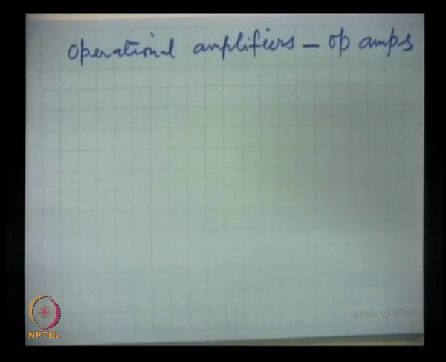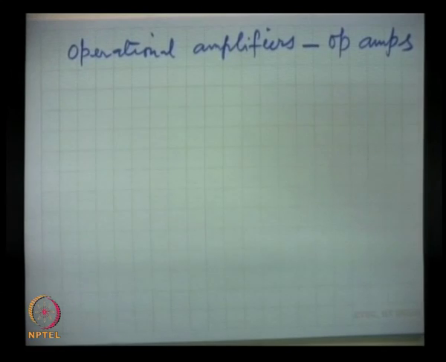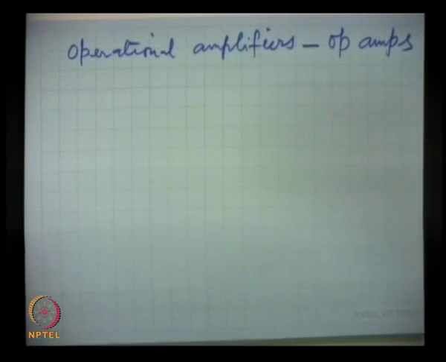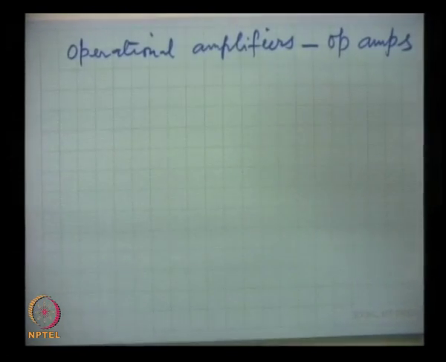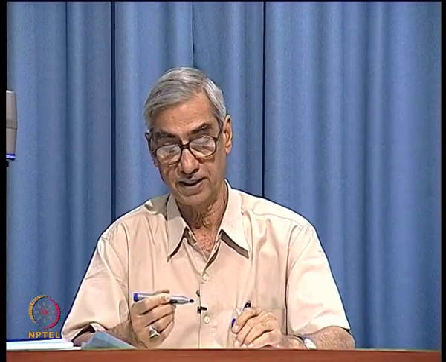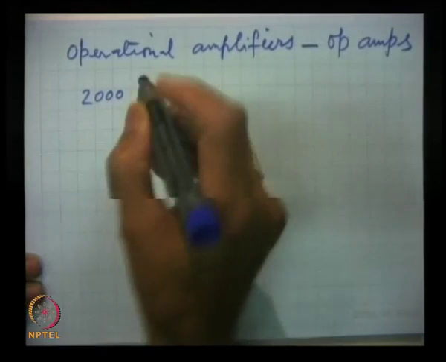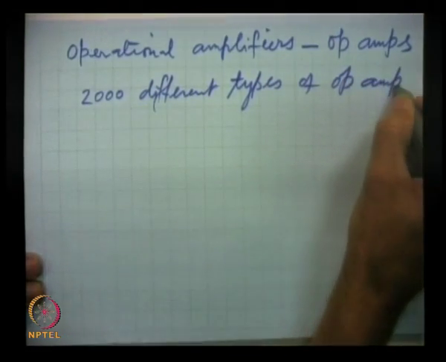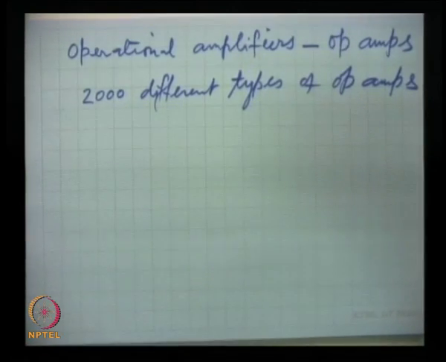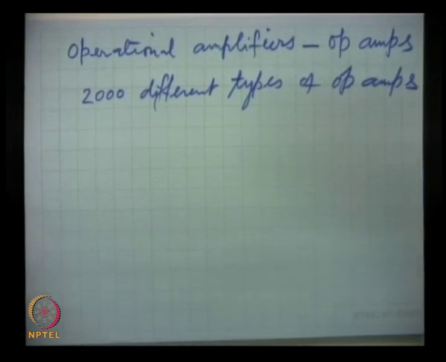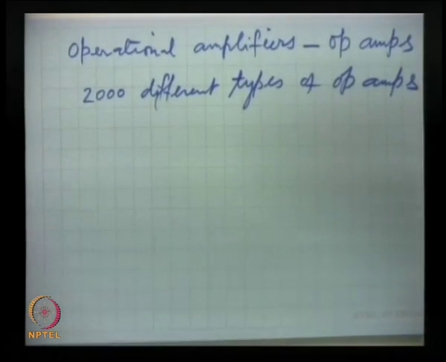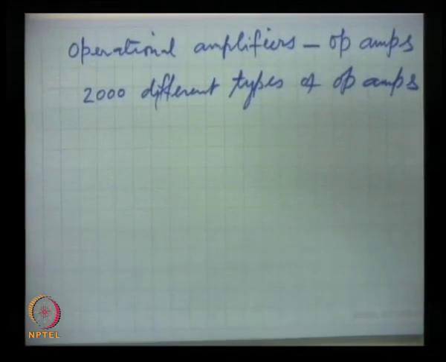Op-amp today is a very important component in every digital and analog system. You will hardly find a system in which op-amps have not been used; they are very widely used. More than 2000 different types of op-amps are now commercially available. They are very inexpensive. Why such a large number? Because different applications will require different characteristics. So, to meet those requirements, these operational amplifiers have been developed with different characteristics.